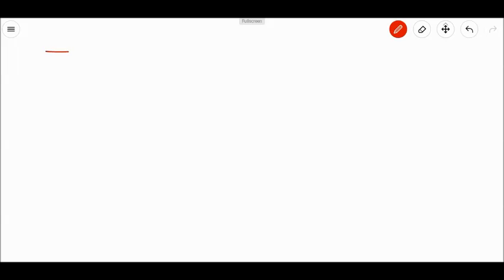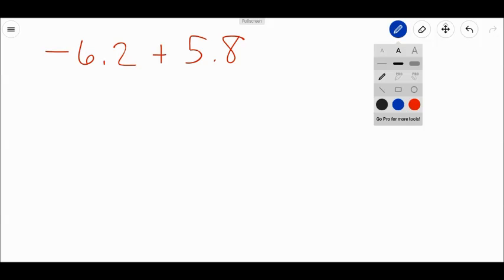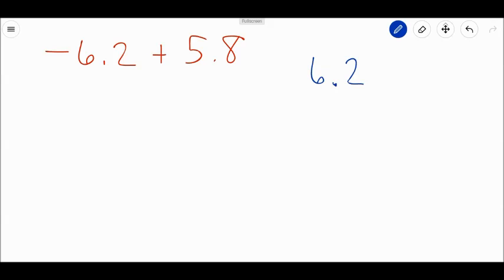Let's say I have negative 6.2 plus 5.8. First thing I'm going to see, different signs means I actually need to solve a subtraction problem here. Now, the most important thing to remember when we work with decimals is that the larger decimal needs to go on top, and we need to line up the decimal places. So I have 6.2 over 5.8.